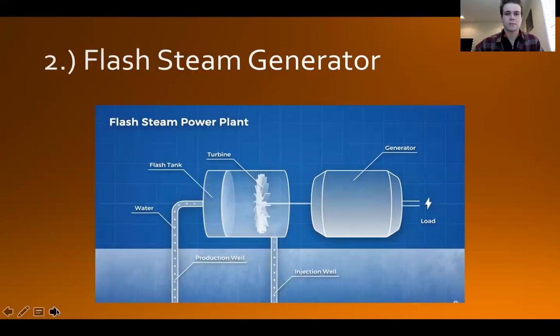And then a flash steam generator is very similar, except instead of pulling steam from underground, it pulls water. And then this water is put into a flash tank and evaporated into steam to spin the turbine. And once again, produce the electricity.